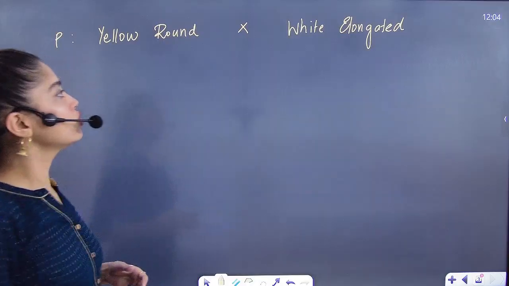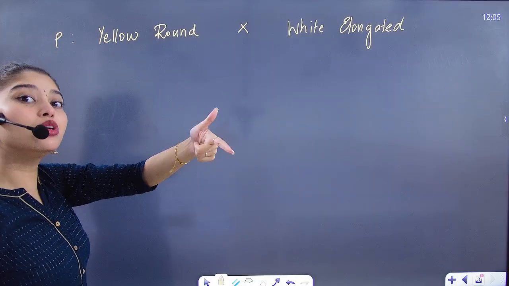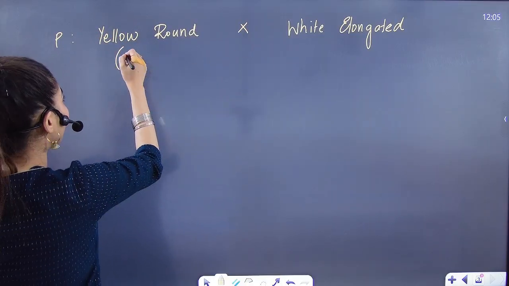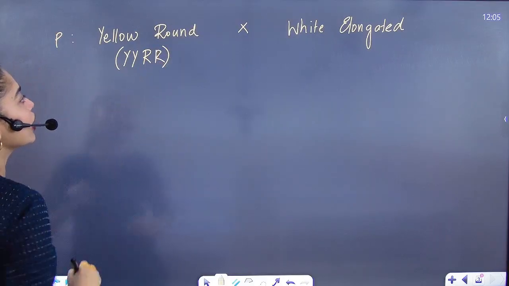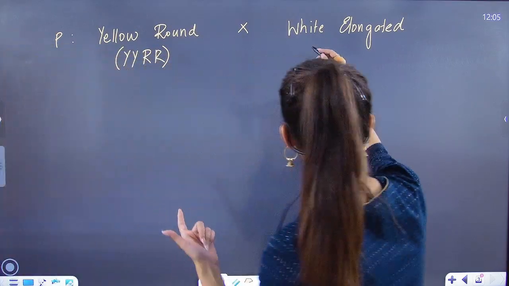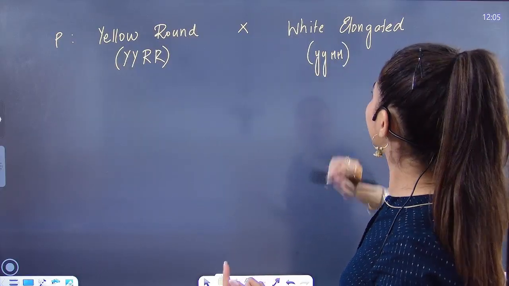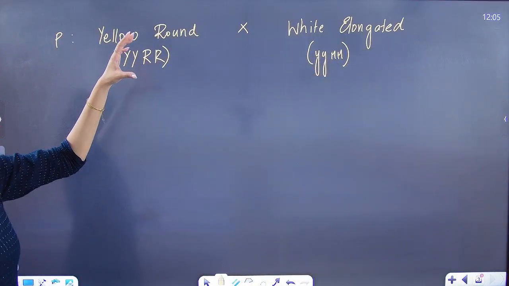So this is the cross, these are the parents. Round yellow being the dominant one, we'll use capital letters: Y for yellow, R for round. Similarly, for white elongated, we'll use small letters. Done. So this is the parent generation.